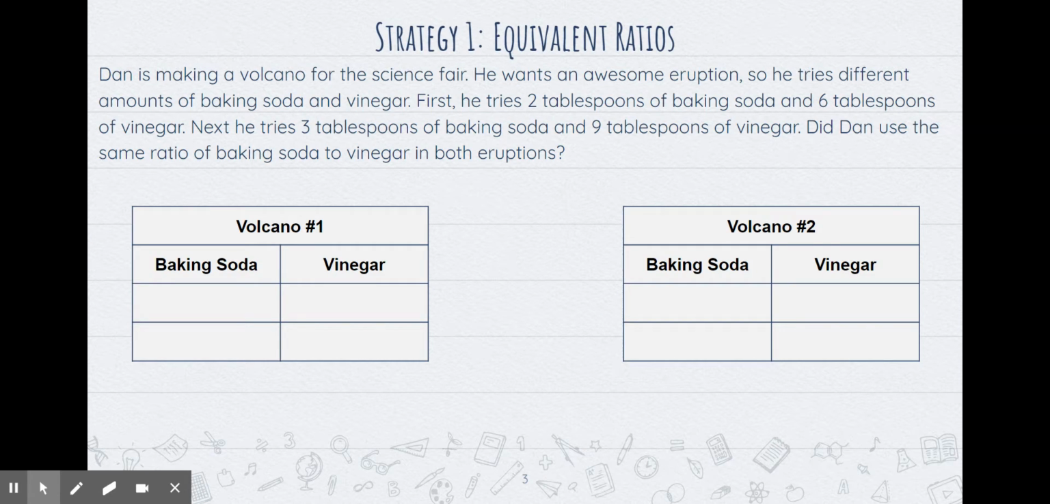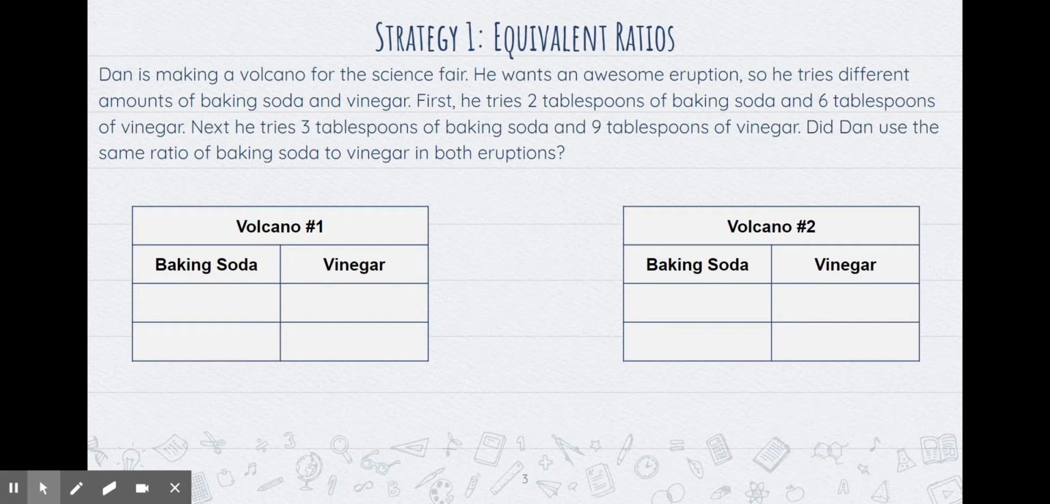So, equivalent ratios. We have this example where Dan is making a volcano for a science fair. His first volcano, he makes a mixture of 2 tablespoons of baking soda and 6 tablespoons of vinegar. His second volcano experiment, he tries 3 tablespoons of baking soda and 9 tablespoons of vinegar. And what we want to know is, did Dan use the same ratio of baking soda to vinegar in both eruptions? So first things first, I like to use tables because they help me keep organized.